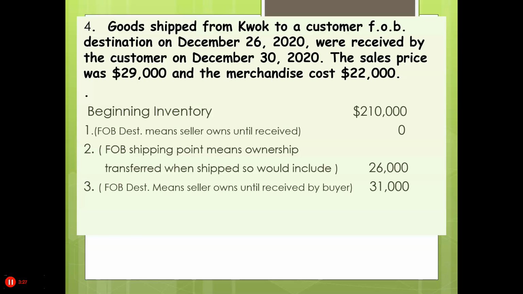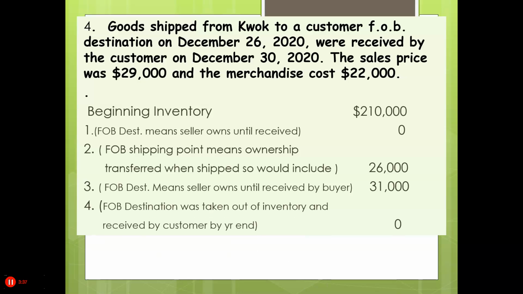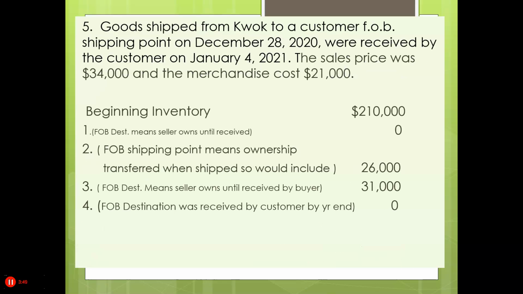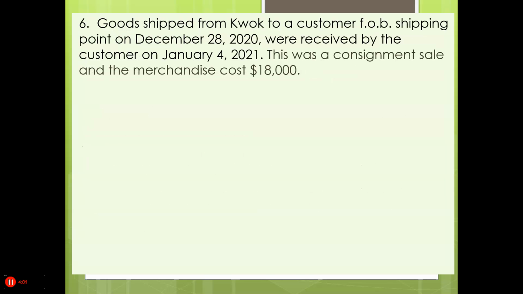Now, goods shipped from Quoc to a customer FOB destination on December 26th were received by the customer on December 30th. FOB destination was taken out of inventory and received by the customer by year end, so we don't have to do anything. The next thing is the goods shipped from Quoc to a customer FOB shipping point December 28th were received by the customer on January 4th. All right, so we don't include that because it left our docks.